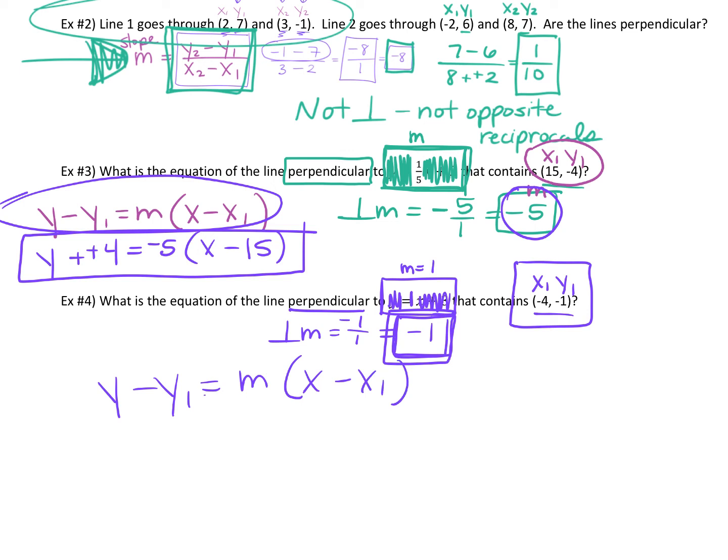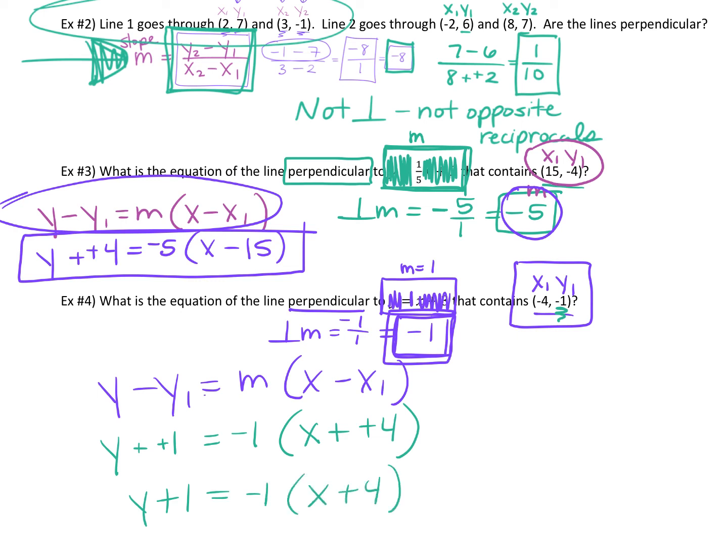Okay, so if this is my form, then I'm going to say y what? Minus... No, I mean, plus one. Minus a negative 1 would be y plus 1, right? Here's your negative 1. So it's y minus a negative 1, which would be y plus a positive 1, equals what? Negative 1 is your m, and then it's x plus 4. Minus a negative 4 is x plus a positive 4. So y plus 1 equals negative 1 times x plus 4.